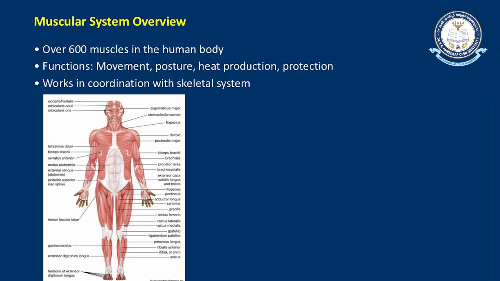Let's learn about the muscular system now. We have learned about the nervous system. Now we are moving towards the muscles and the muscular system. Over 600 muscles are there in the human body, very essential for every movement, right? And apart from movement, the muscles allow us to maintain a posture, for heat production, and for protection. They work in amazing coordination with the skeletal system.